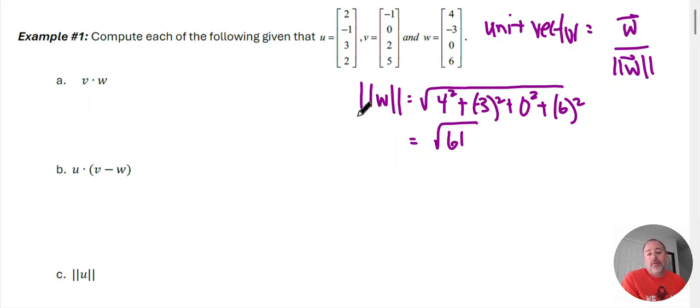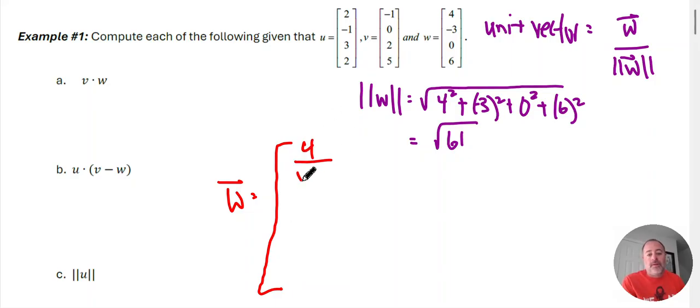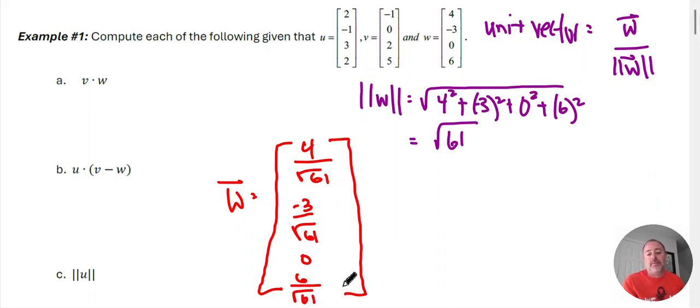So friends, all we have to do now is actually just take W, and we're going to write out all the components. Sorry, that's not straight at all. We're going to take the component of 4, and we're just going to divide that by the square root of 61. We're going to take all of our components. So we're going to take -3. We're going to also divide that by the square root of 61. Then we have 0, and then we're going to do 6 divided by the square root of 61. So this is going to be the unit vector in the direction of W.